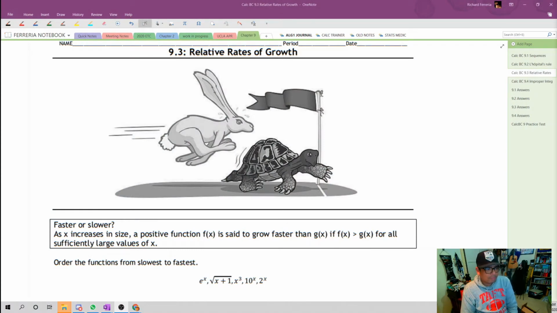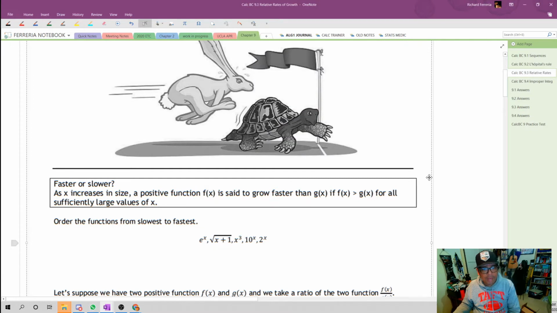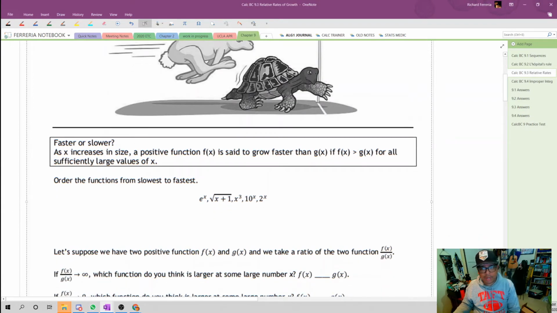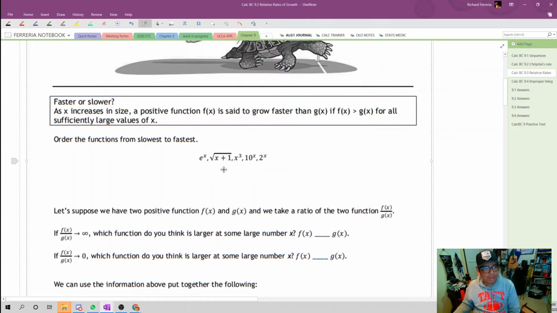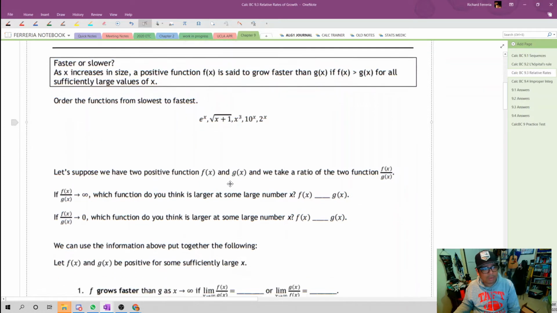Faster or slower? As x increases in size, a positive function f is said to grow faster than g if f of x is greater than g of x for all sufficiently large values of x. Order the following functions from slowest to fastest. So we've got e to the x power, root x plus 1, x cubed, 10 to the x power, and 2 to the x power.